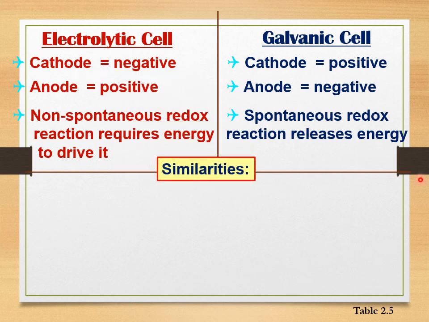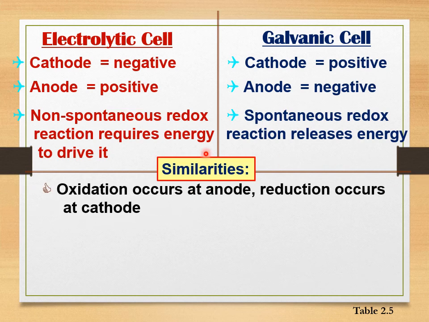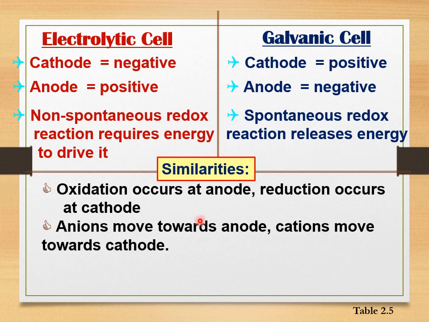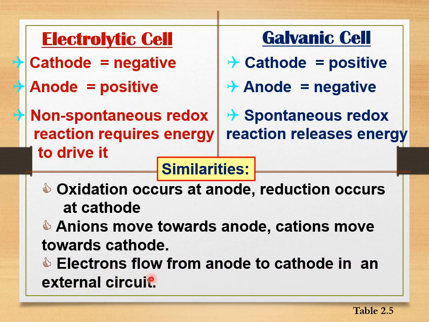And now, what is the similarity? Oxidation occurs at anode, reduction occurs at cathode. This is the same for both cells. Next, anion will move towards anode, cation will move towards cathode. Yes, that is also a general thing. And another one is electron will flow from anode to cathode in the external circuit, i.e. the wires.